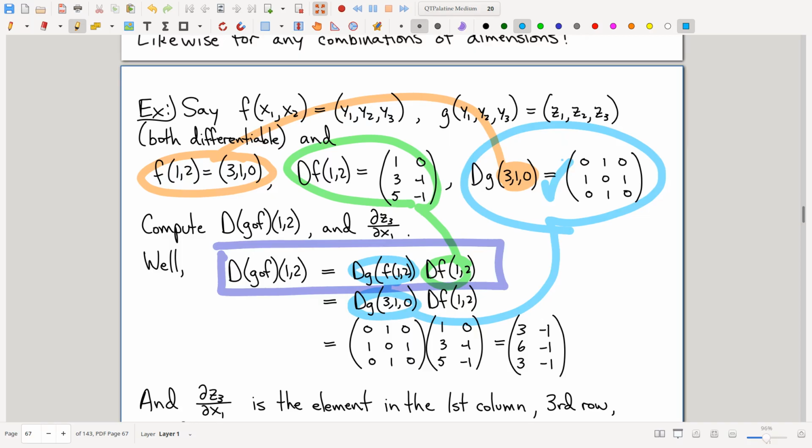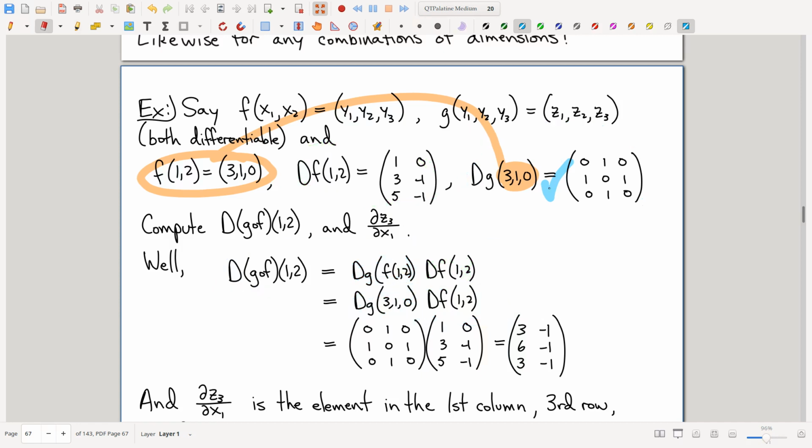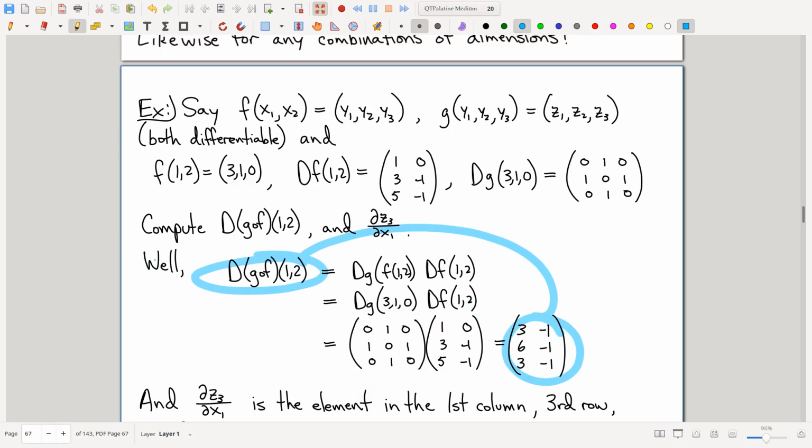Everybody on board? Okay. All right, and then it's all over with the shouting. We have these 2 matrices. We write them down. We multiply them. Boom. There's our derivative matrix of the composition. Right there.